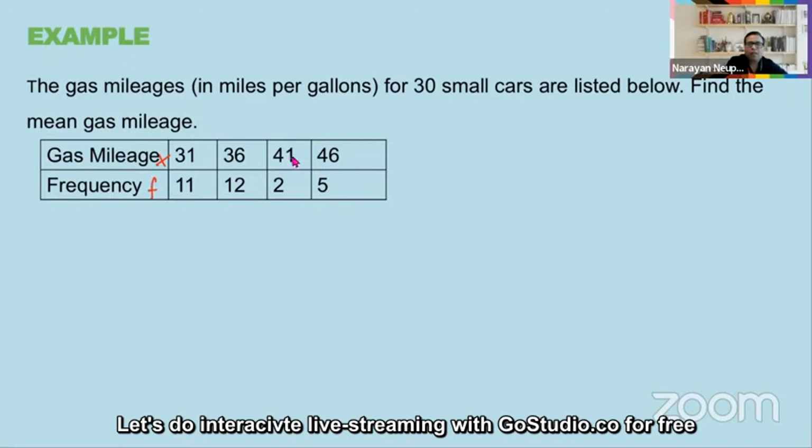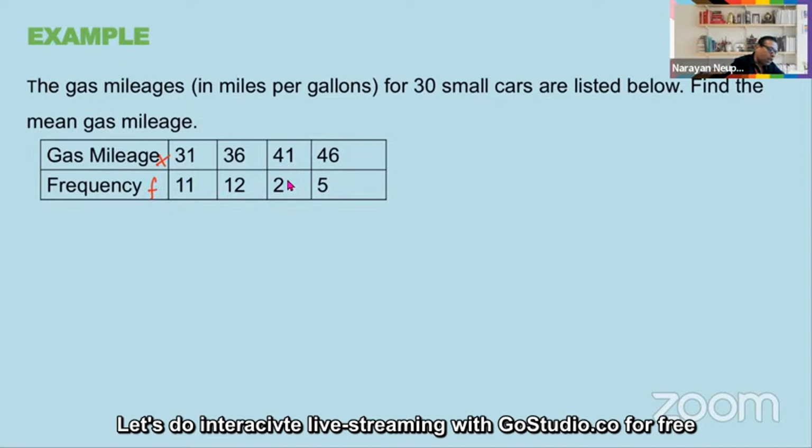For example, if I need to understand this piece of information, 41 miles per gallon is the mileage, and there are 2 cars that give that mileage. Make sense? So that is the meaning of that. If I look at this 36 miles per gallon, 36 miles per gallon is the mileage, and there are 12 cars with that mileage. That is the meaning. So because we have the frequency, this is grouped data.